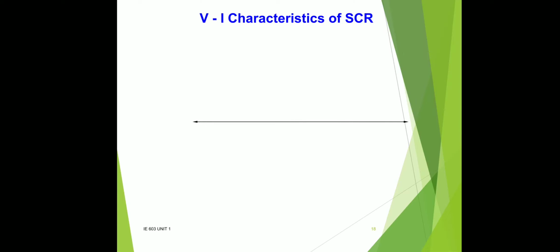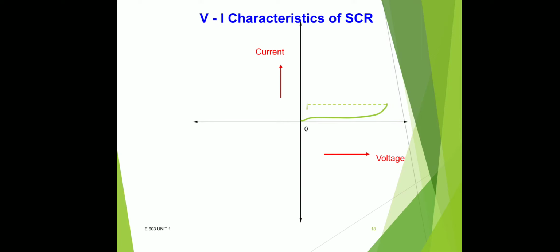Now we will see the VI characteristics of SCR. Observe these characteristics carefully. Current versus voltage. See, this part is called forward breakover voltage, forward breakover conduction. Ig is 0. This is the forward blocking state, forward blocking until this point.